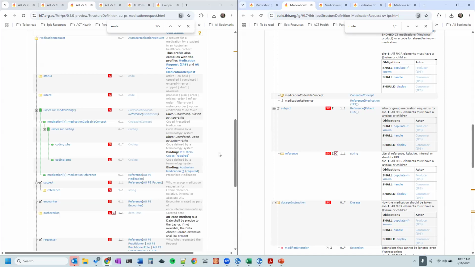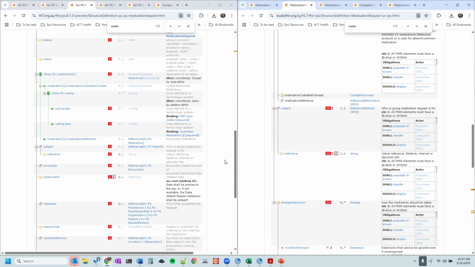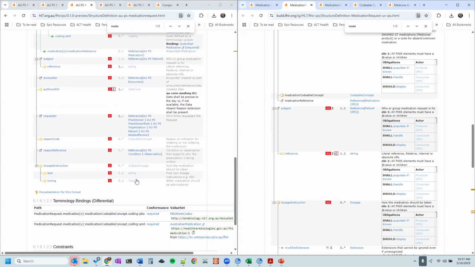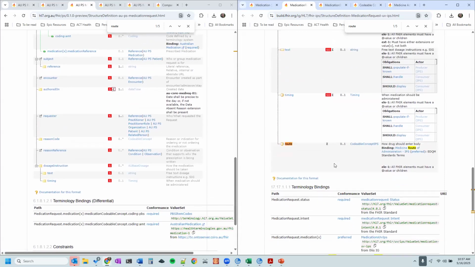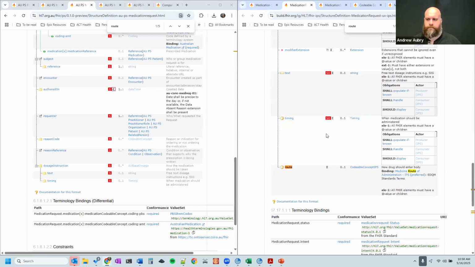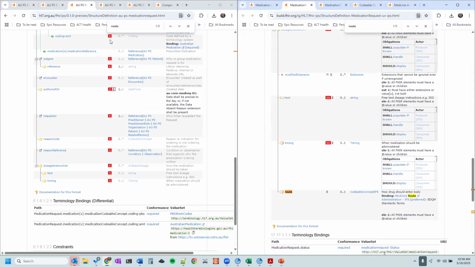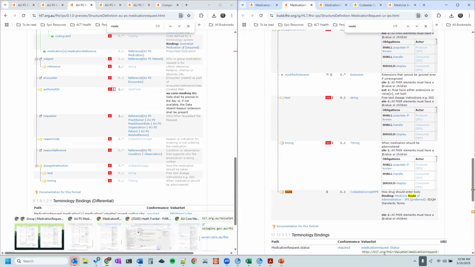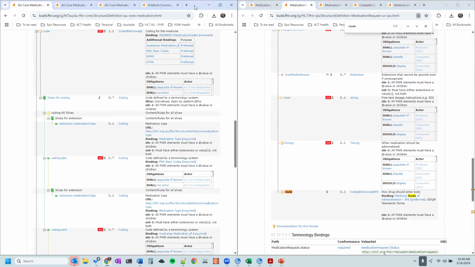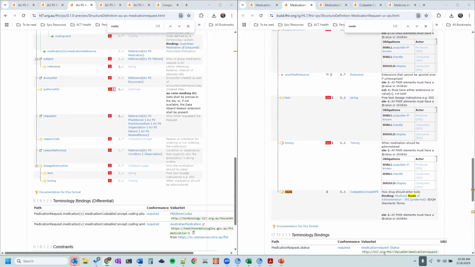I had some stuff about the timing, because that must support comes in from IPS. And that's something we don't have in AU core. So I was wondering if there's any effect. Well, there's no further constraints within timing. So as long as you've got timing, that's good. Yeah, that's good.